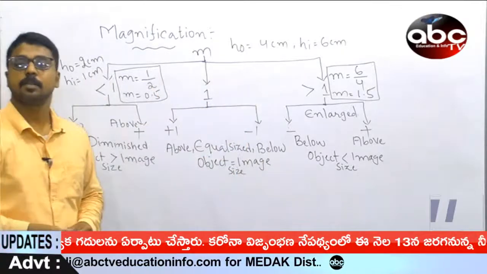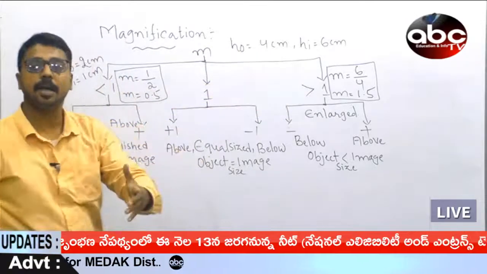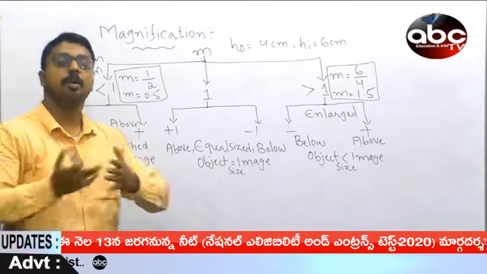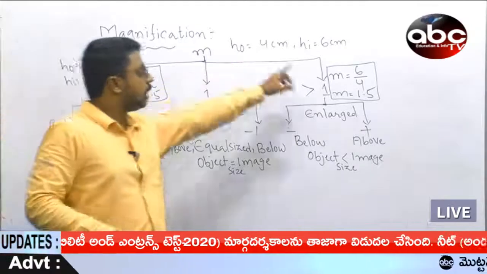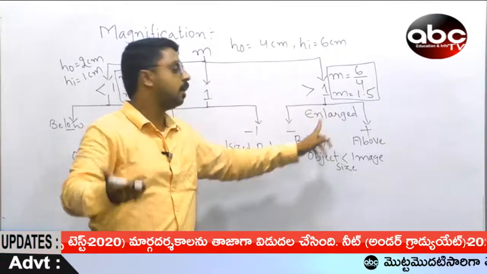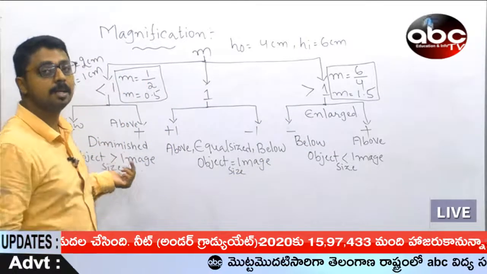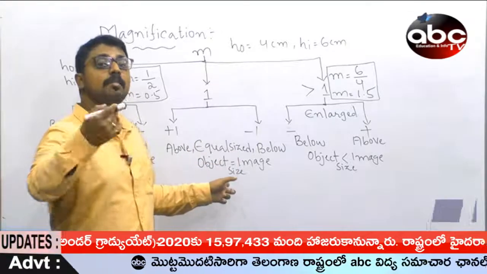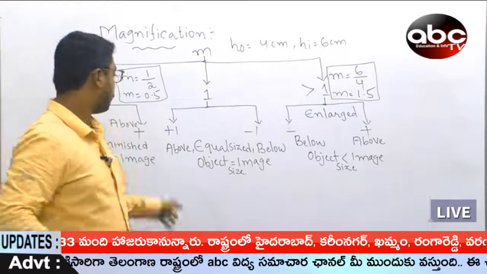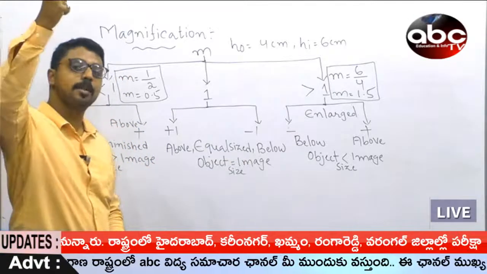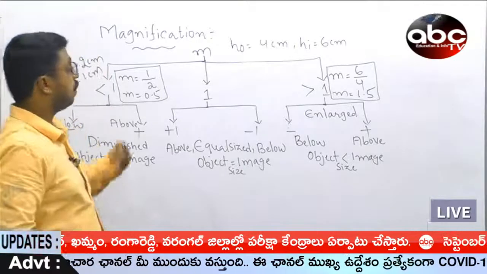So in this way, by seeing the value itself we can identify whether it is enlarged, and whether it is below or above the principal axis. That is simple. If it is 1.5, naturally you can say it's enlarged. If it is less than 1, automatically you can say it is diminished. If it is equal to 1, you can frankly say that it's of equal size. Right? And of course, do not forget the plus and minus. Plus is above the principal axis, minus is below the principal axis. Okay, now we will be moving on to the next.